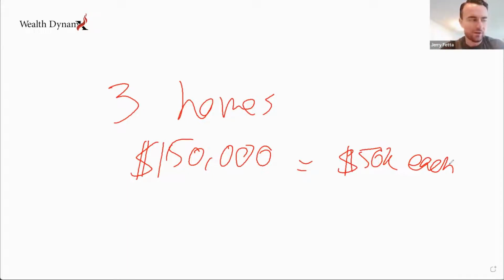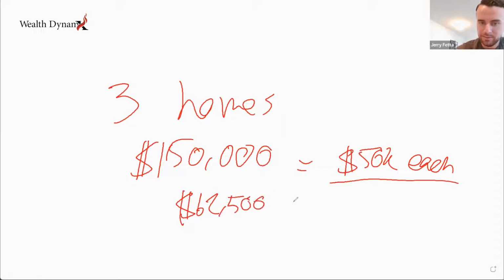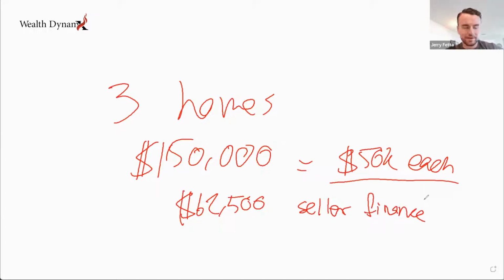Now, seller finance real estate works like this. These homes we're going to put on the market and we're going to sell them usually for 20 to 30% more than we paid. So if I paid 50, I'm going to sell this for times 1.25. So I'm going to sell each home for $62,500 on a seller finance contract. What does seller finance mean? It means that I'm going to collect a down payment from somebody. They're going to move into the house and they're going to make a monthly mortgage payment to me based on the price we settled on. In this case, $62,500 each.